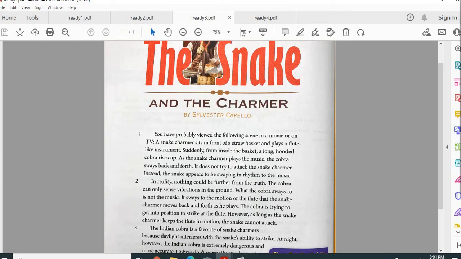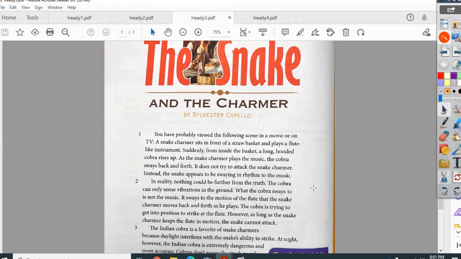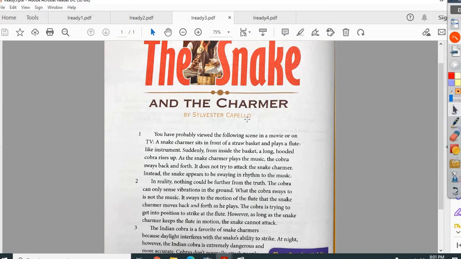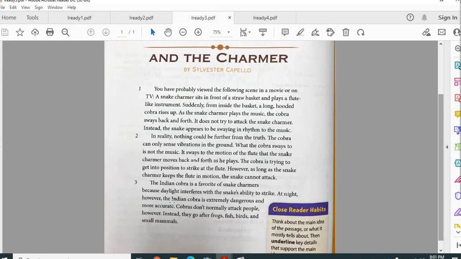All right, you've read about the snake and the charmer. Have you ever seen that in a cartoon or even a movie, where there's a snake charmer and the snake kind of follows the flute? I didn't realize what made it happen until I read this article. Now I know that the snake charmer's not really charming the snake, is he? No. We figured out their trick.